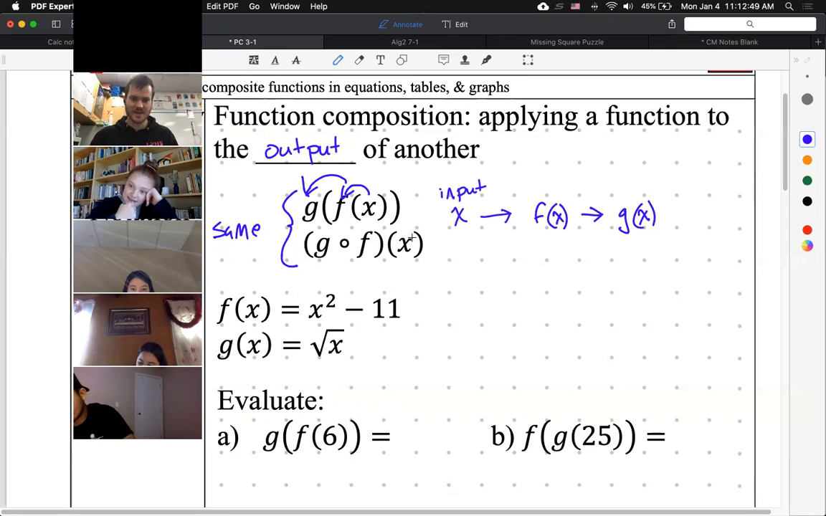And then this is the same thing. x goes into f and it goes into g. This notation, by the way, this circle is not filled in. This is kind of like an open circle. This is saying g composed with the function f of x.